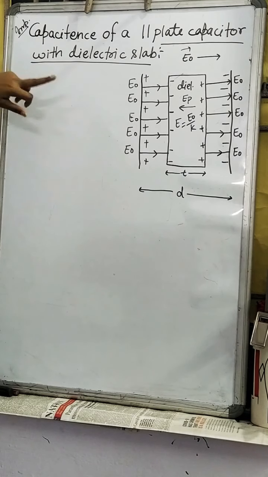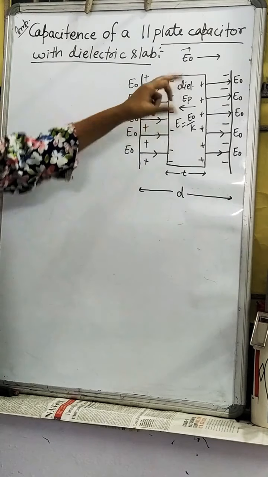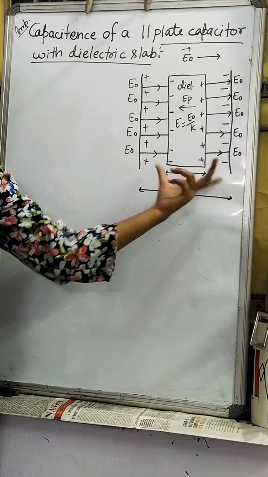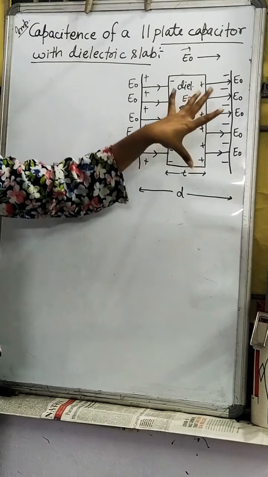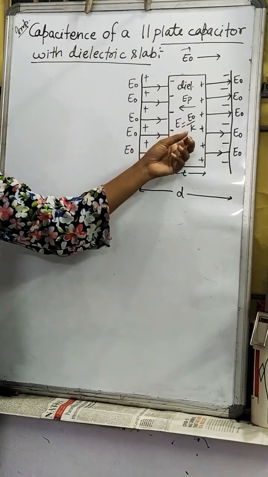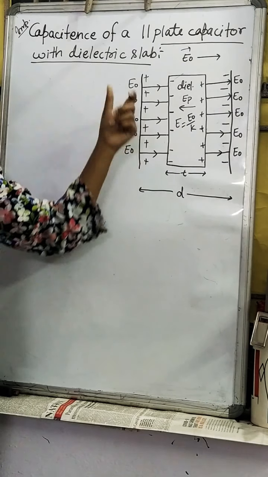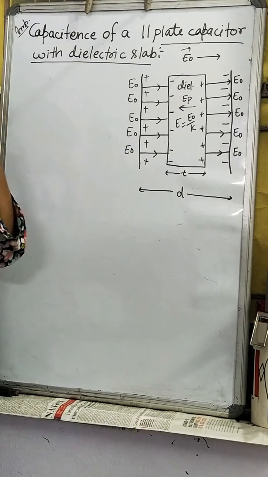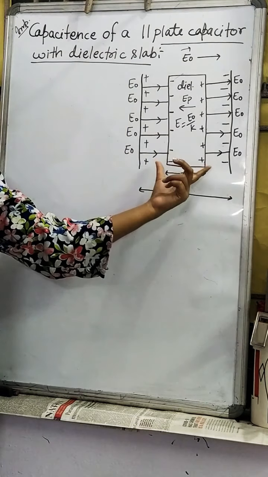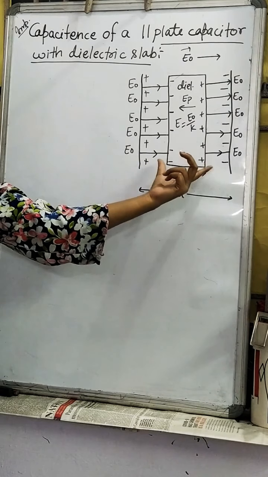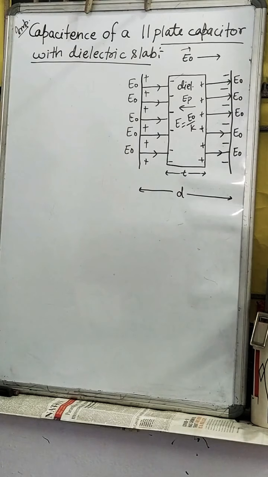Capacitance of a parallel plate capacitor with a dielectric slab. A slab is put between the plates of the capacitor, and between them we have put a dielectric slab which has dielectric constant K. Because of that K, the electric field inside the slab will be changed, and outside it will be the same because of the vacuum. So we can write: consider a parallel plate capacitor of capacitance A epsilon naught upon d in vacuum, which we have already found.